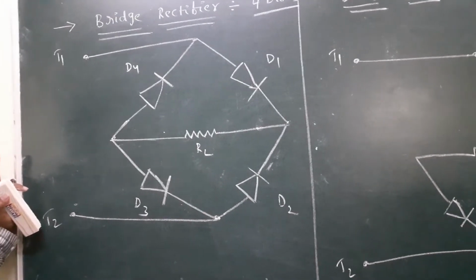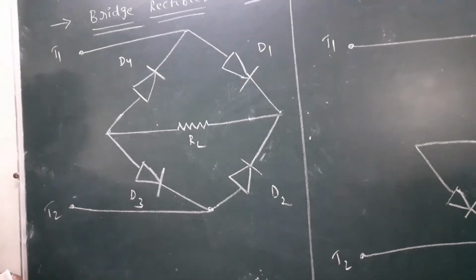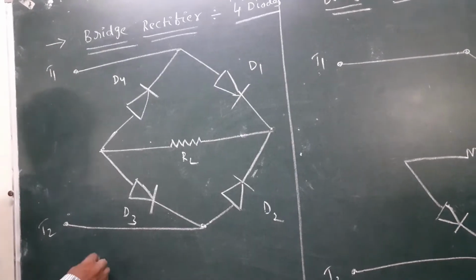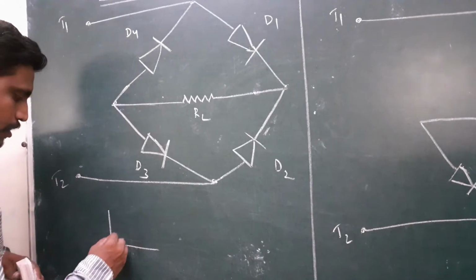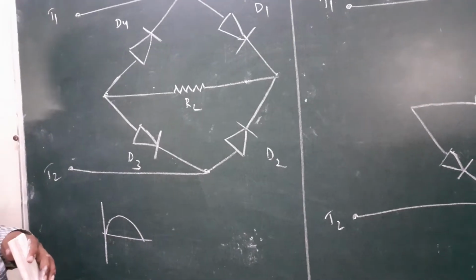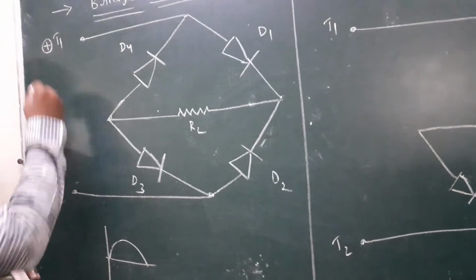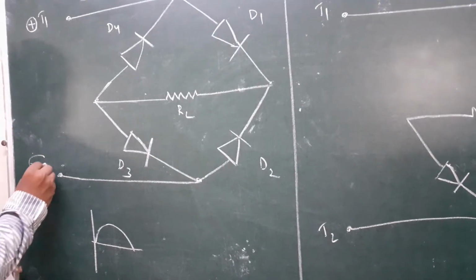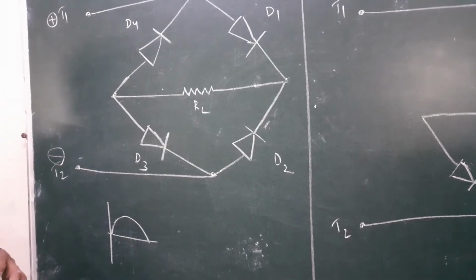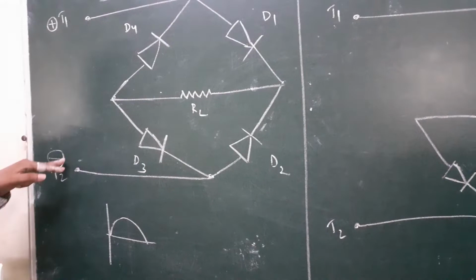Look here once again. First I take the positive half cycle as input. Current always flows from higher potential to lower potential. That means T1 is connected to plus, and T2 is automatically connected to minus, because in the positive half cycle current flows from higher to lower. This is the plus, this is the minus.